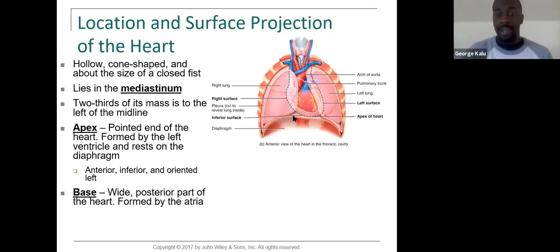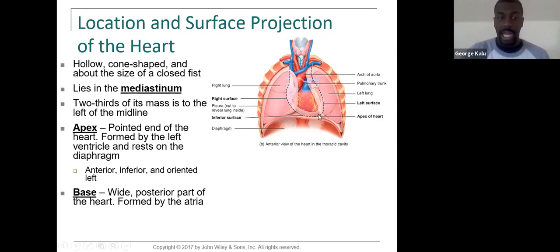About 2/3 of your heart's mass lies on the left side, which is why when you're looking for your heart rate, it's a lot easier to feel your heartbeat on the left side of your chest versus the right side. On the left side you can feel that heartbeat because the majority of the mass of your heart is on the left side.